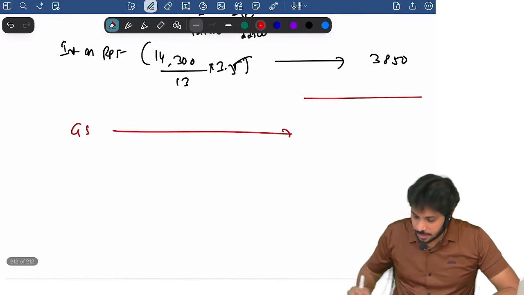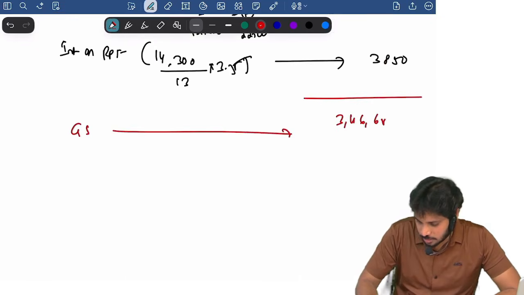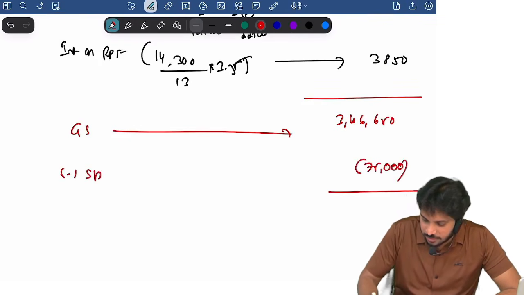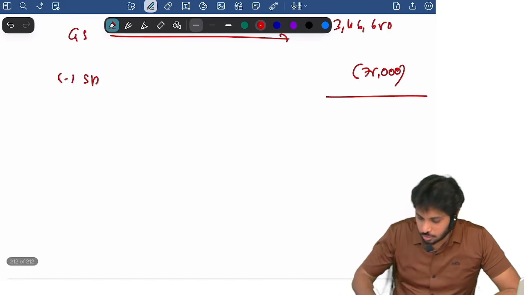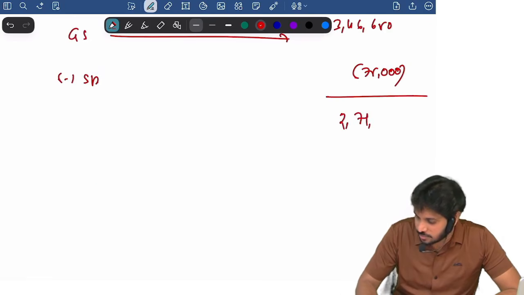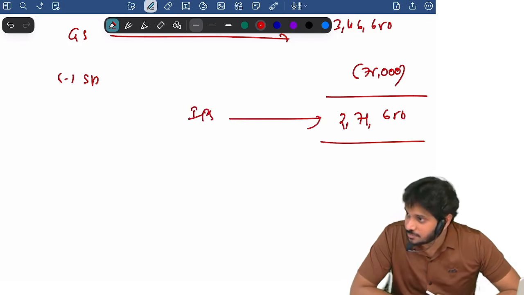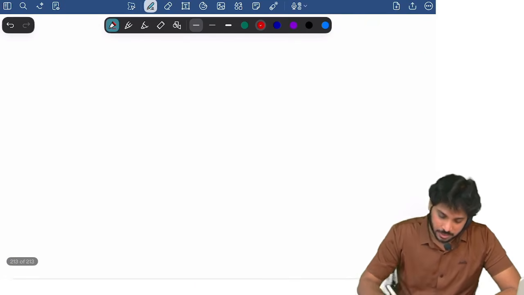Correct? 3,46,650 minus standard deduction. Remember, in the default tax regime it is 75,000. Correct? So what is the net salary? 2,71,650. This is income from salary. Agreed? Then I will look at PGBP income.